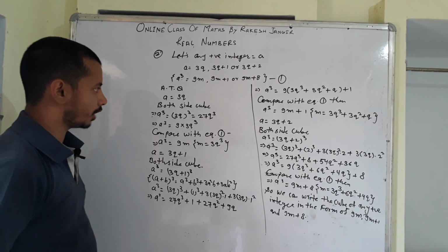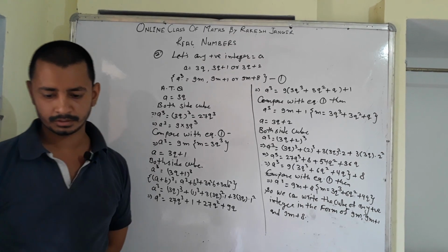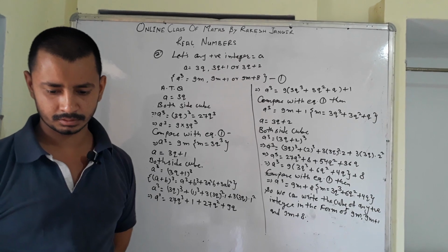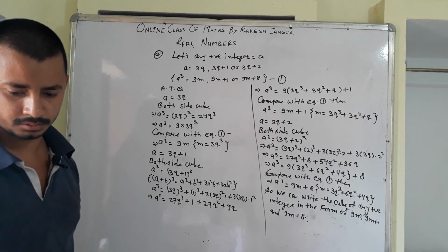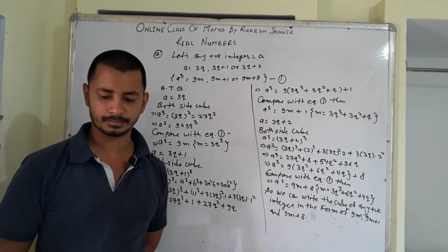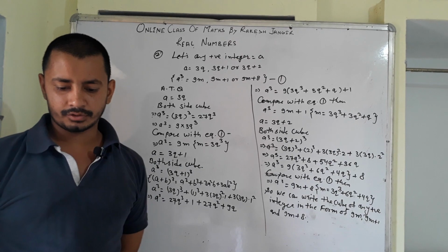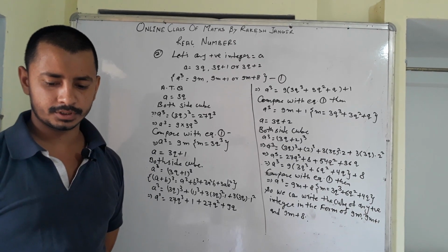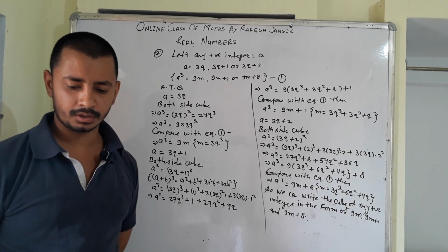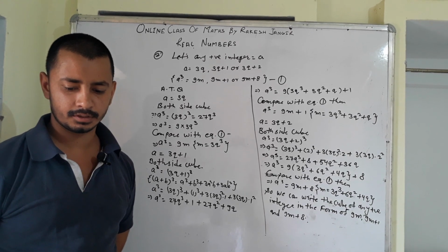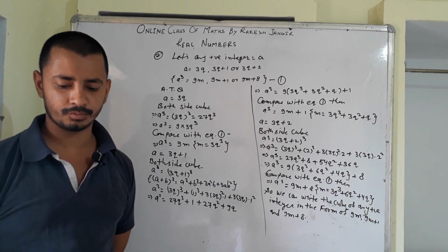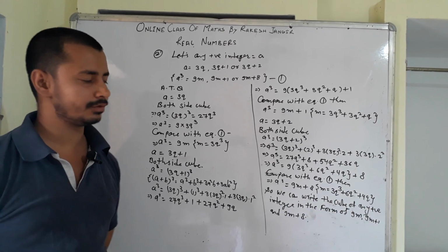And this question has come 2 times in the 10th board exam. Okay, and the third question is: show that any positive odd integer can be expressed as 6q plus 1 or 6q plus 3 or 6q plus 5, where q is a positive integer. Okay.